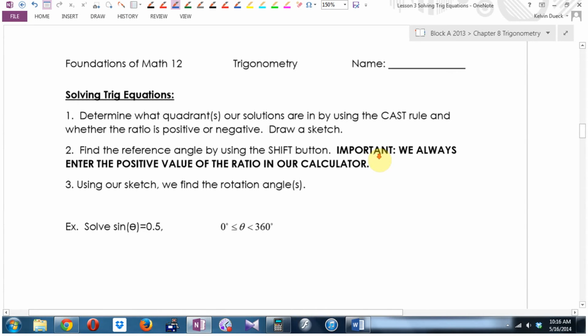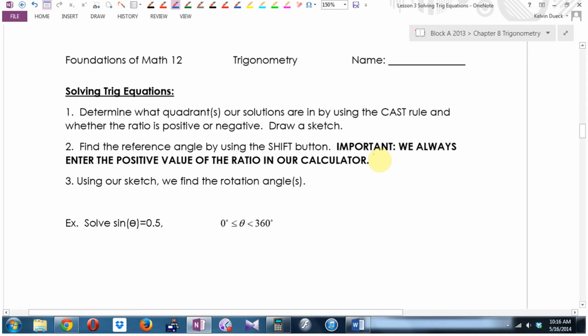Turn the page. How do we solve trig equations? Step one, we're going to do a sketch and use the CAST rule to figure out what quadrants these angles are in. Step two, we can trick our calculators into always giving us the reference angle. And if we know the reference angle, we can figure out the full rotation angle. Let me show you what I mean.